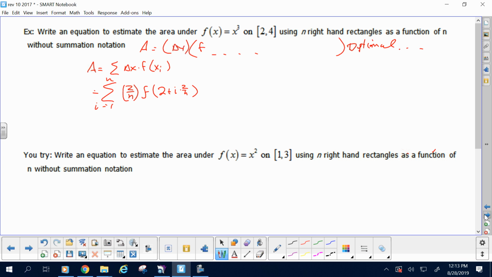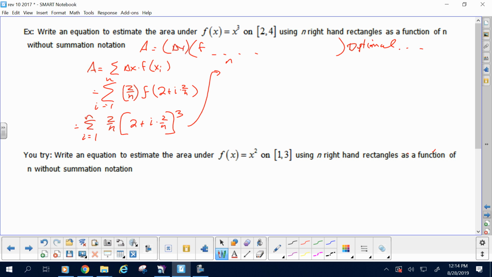What do I typically do now after that step? Okay, I want to extract all the i's, but first I need to put in the function, yeah? So the function is x cubed, so I need to say this is 2 plus i times 2 over n cubed. Is that just 2 cubed plus i cubed, 2 over n cubed, or is that not how expanding a cube works? It does not. That is not how expanding a cube works.